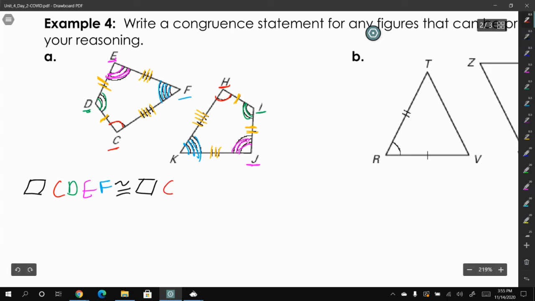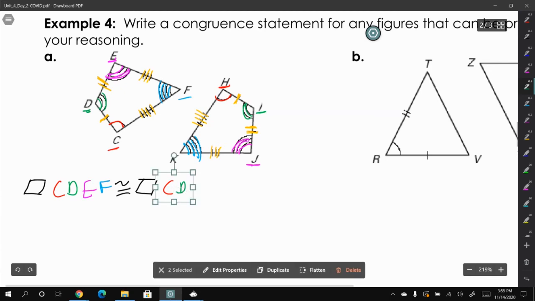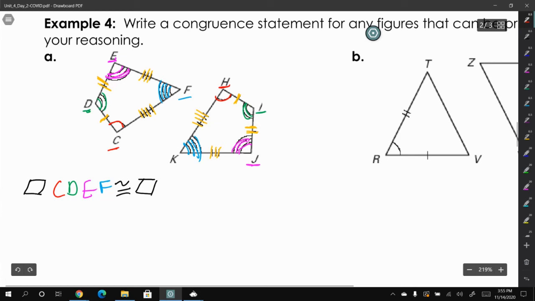So red first, then green. Oh, whoops, I don't want to copy that. I want to use just the same color. So H, I, J, K. Now you could go in a different order as long as your red one was in the same spot on the left side and the right side of that equal sign. Like if you put C at the end, then H would also have to be at the end of the other one.